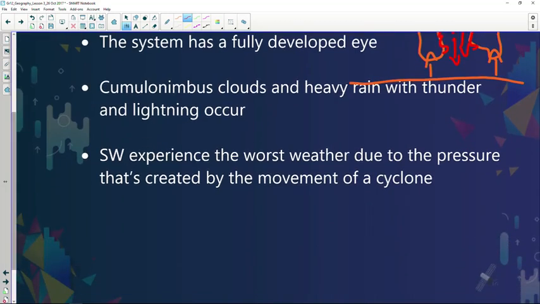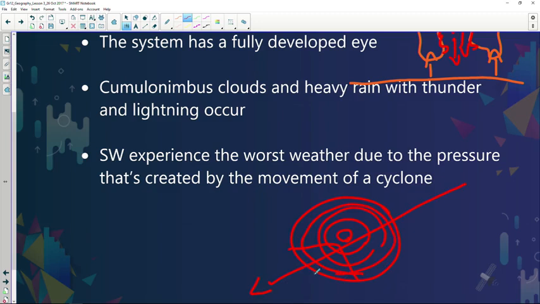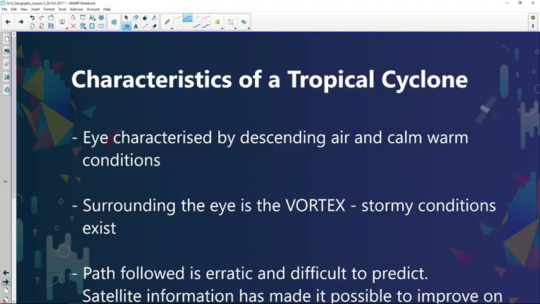Like I've mentioned on the previous slide, the southwestern area of the tropical cyclone, this area over here, experiences the worst weather because it's moving in that direction. So these isobars are being pushed towards one another. Now, when we look at the characteristics as we follow over here, we can see that it's a very fierce storm during its mature stage.